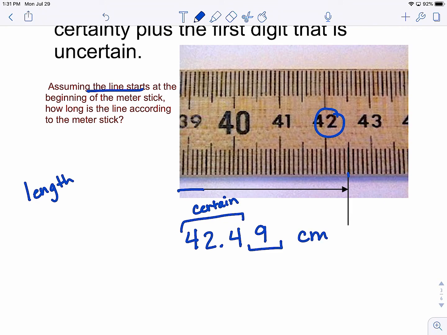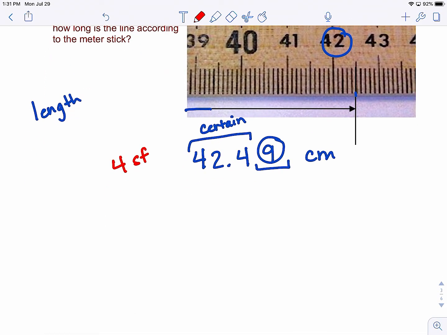In this case, we're measuring in centimeters. We can always convert to meters, which is our SI base unit. The 9 in this case is our uncertain digit. And notice that that uncertain digit is in the hundredths place. You should also be able to tell me that this is 4 significant figures, that this measurement has 4 significant figures. Okay, so we have our certain digits, our uncertain digit, right here, our estimated digit, 4 sig figs, and don't forget the units, and that we're measuring physical quantity length.